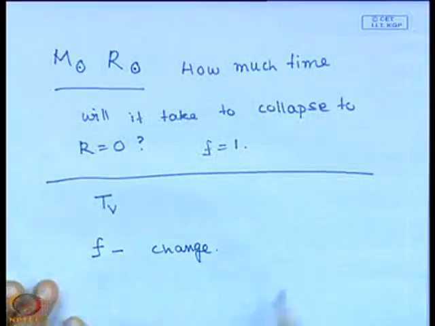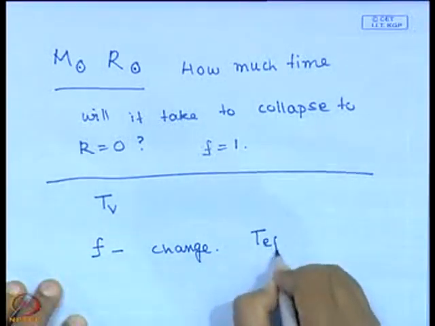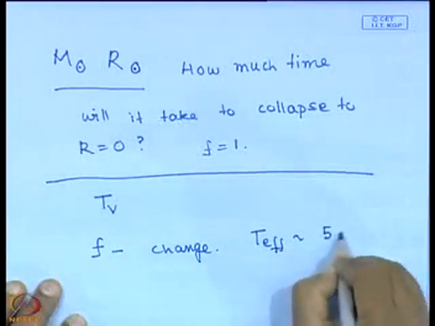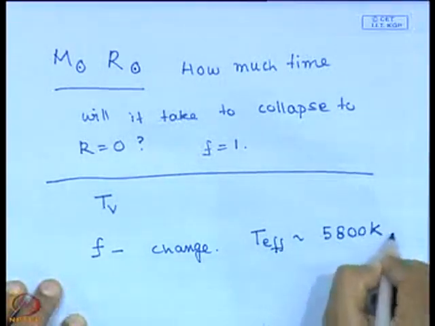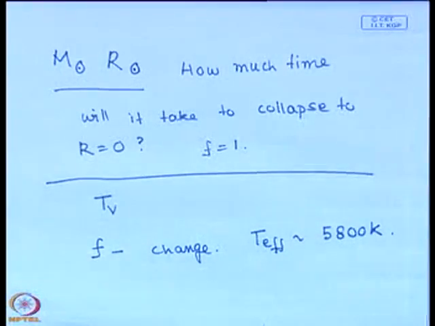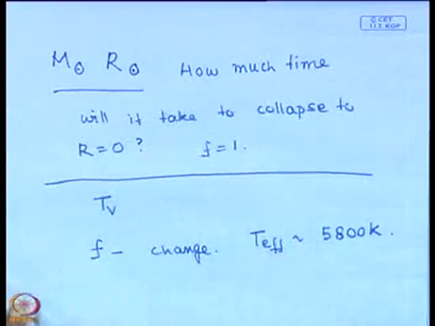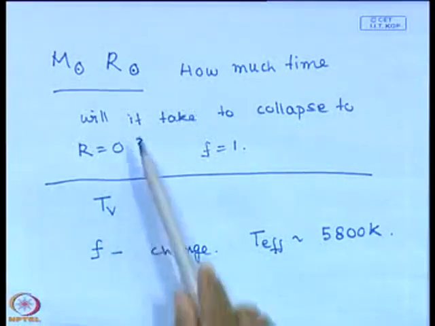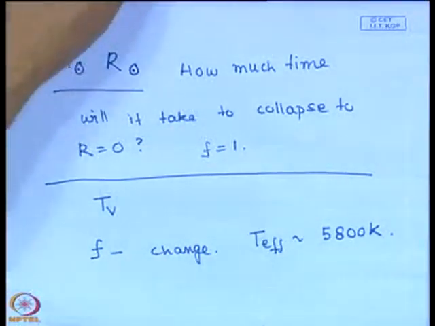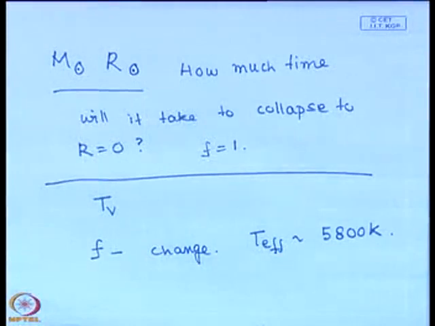So, change F so that the effective temperature comes out comparable to 5800 Kelvin, which we know to be the surface temperature of the sun. And again estimate the time it would take to collapse. These are parts of the problem that I leave for you to work out. I have done a part of the problem, I leave the rest for you. You have to essentially put in numerical values and go through this exercise. I hope the problem is clear.